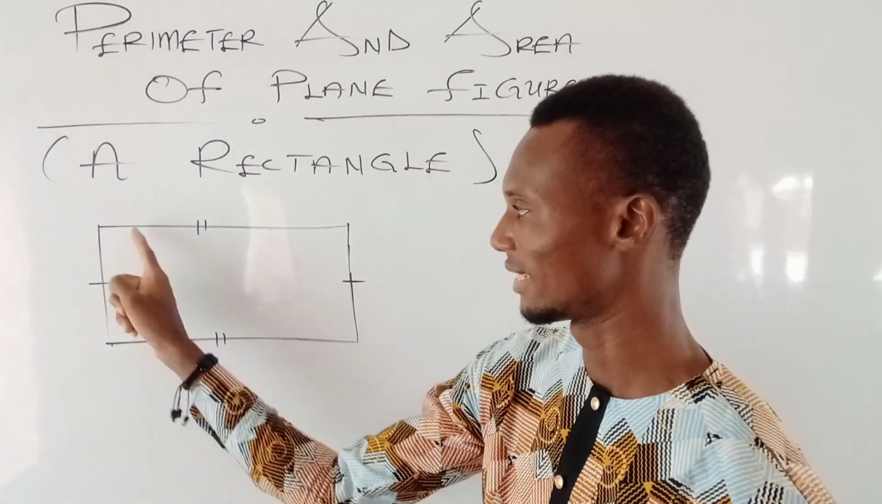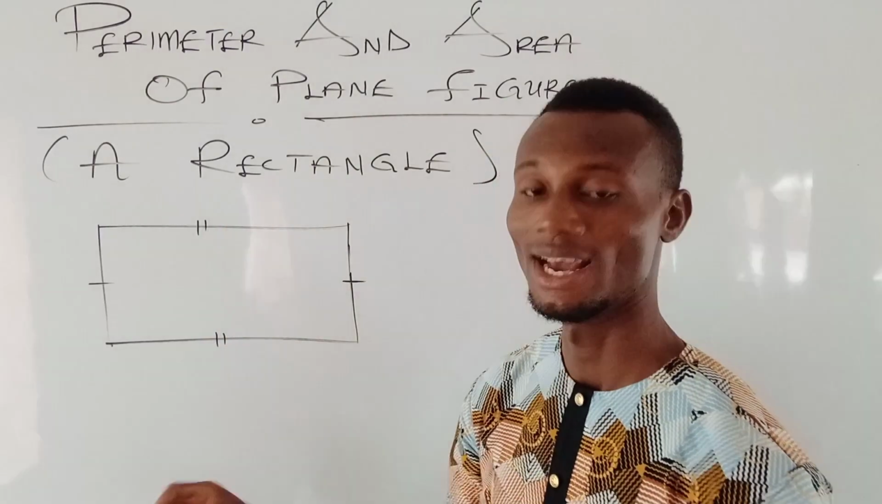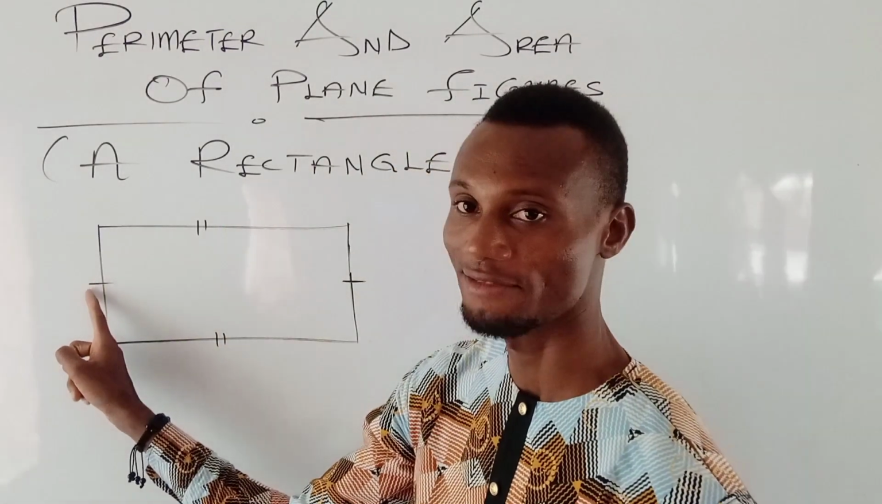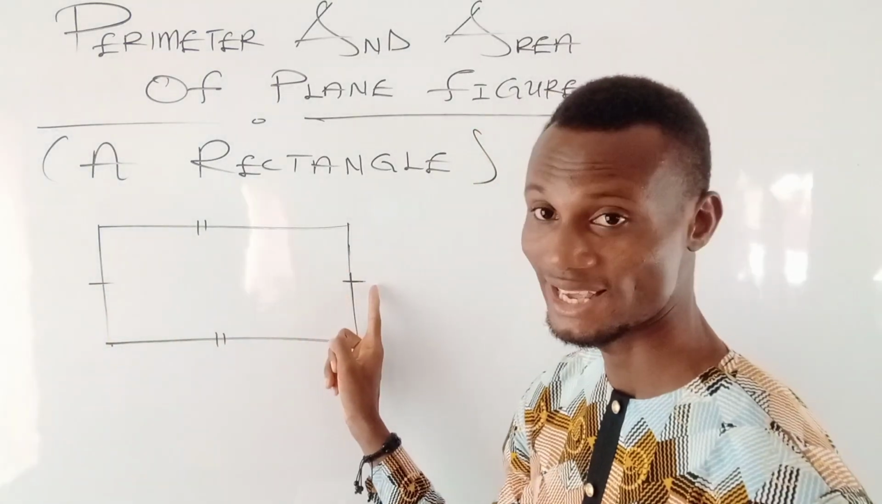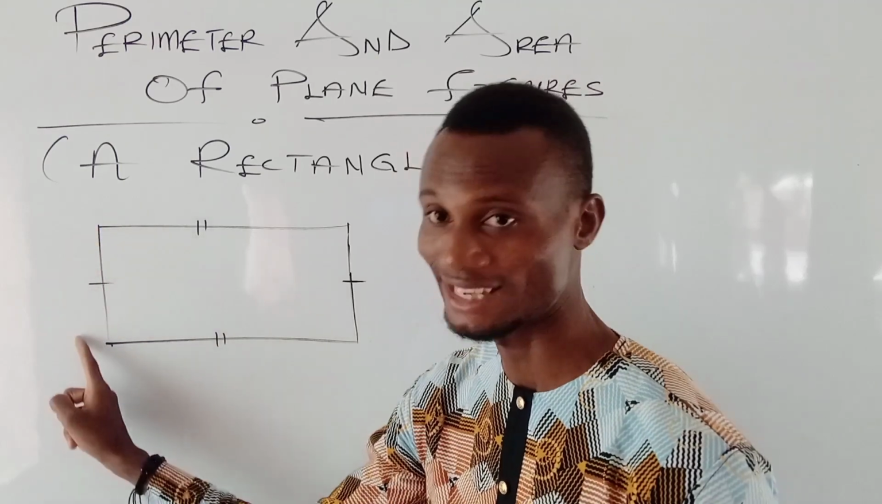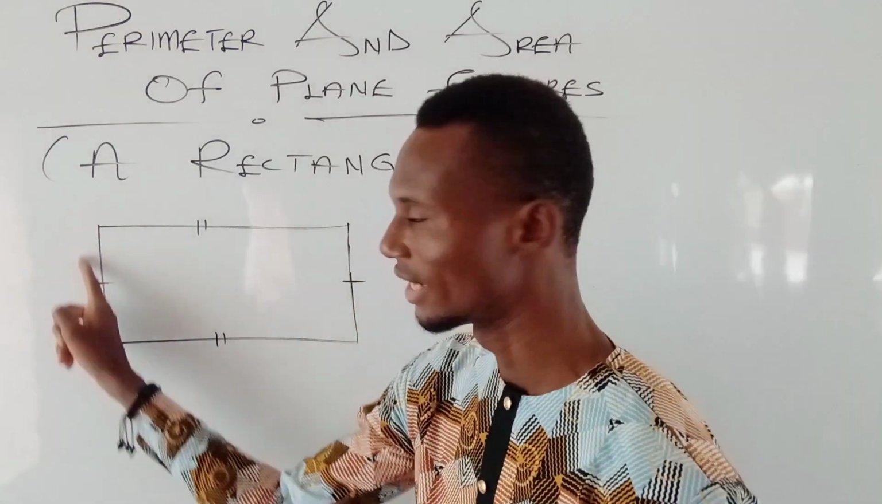Okay, so this length is equal to this length. Two opposite sides are equal. Now let's check this side also. You can see the mark I have here is the same mark I'm having here, so it means this side is equal to this side. In other words, the length here is equal to the length here.